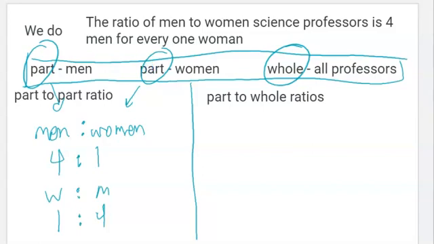We use the two parts. Men are part of the professors, women are part of the professors. The parts-to-whole ratios use one part and the whole. So we can do 2 of them. Make a note of that. There's going to be 2 because there's 2 different parts. So we can do the parts-to-whole ratio of men to all professors.